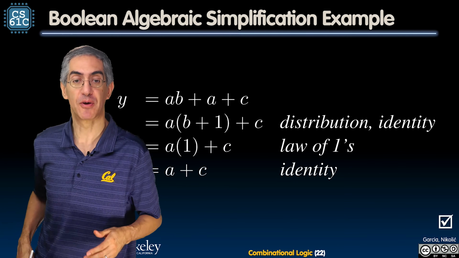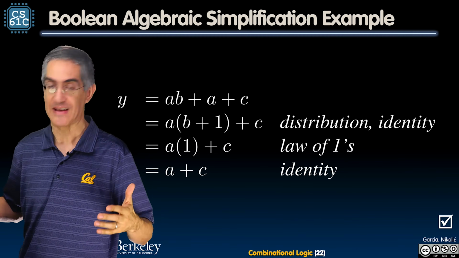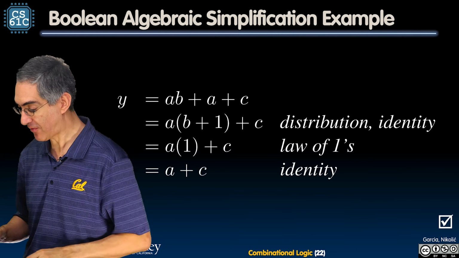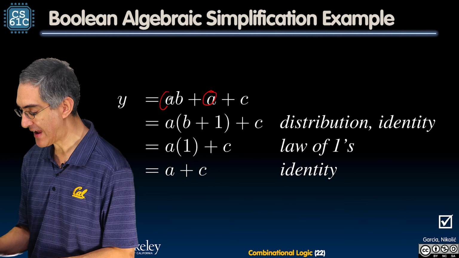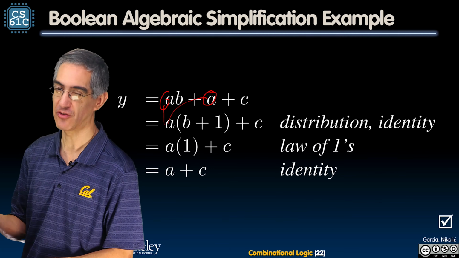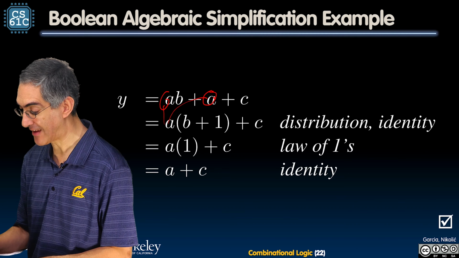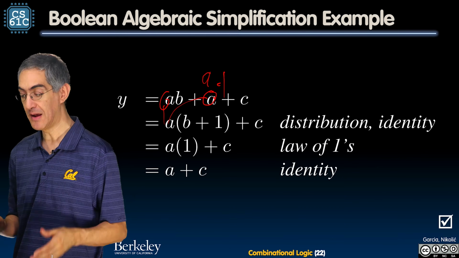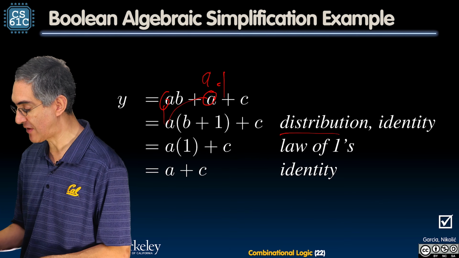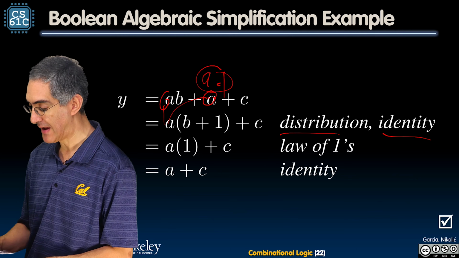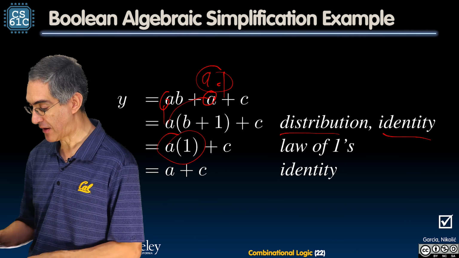So let's do an example. Here we go. Y is AB or A or C. Is that simplest form? Let's see. Well, look at this. Wow. I can now take this and remove the A. I can distribute, I call it reverse distribution. This A, by the way, silently was A times 1. Okay, now I have A times B plus A times 1. I can take the A's away. That's both distribution and identity because A is really A times 1.